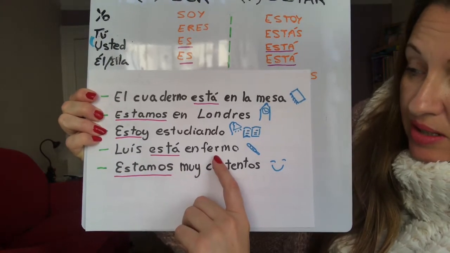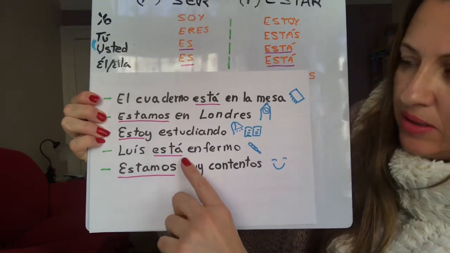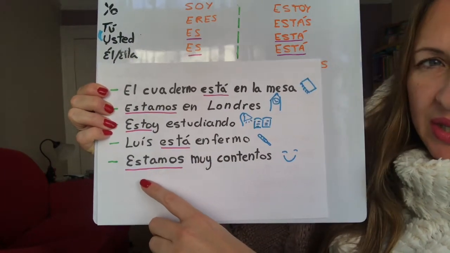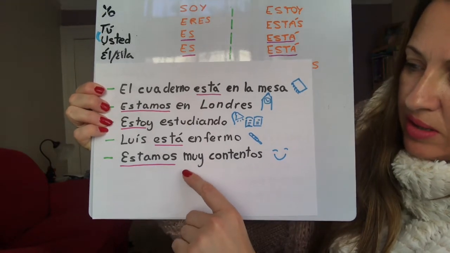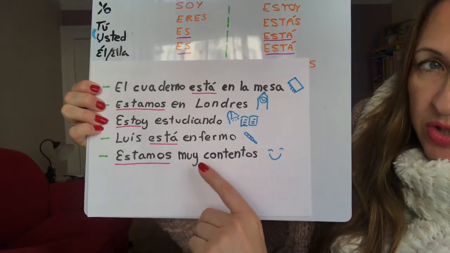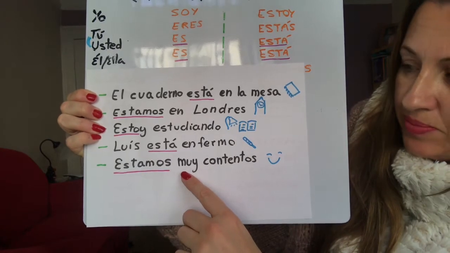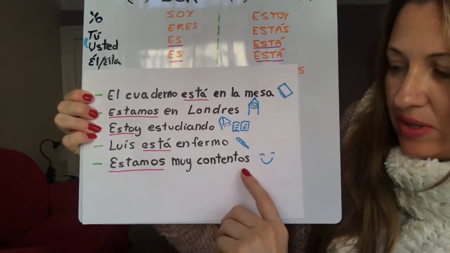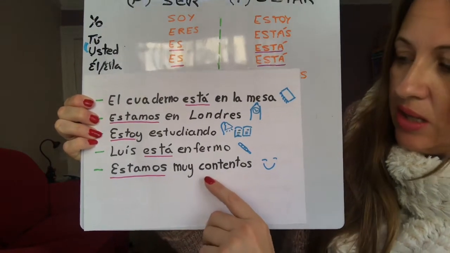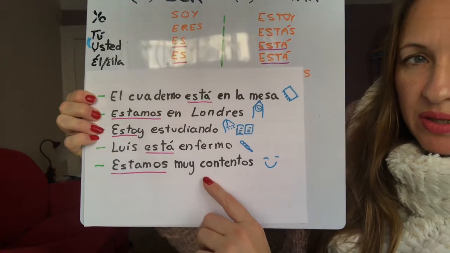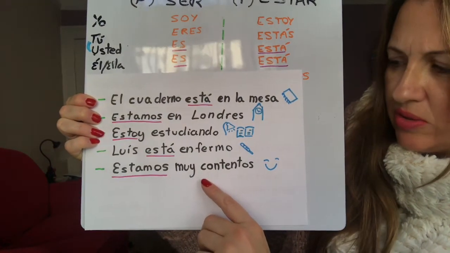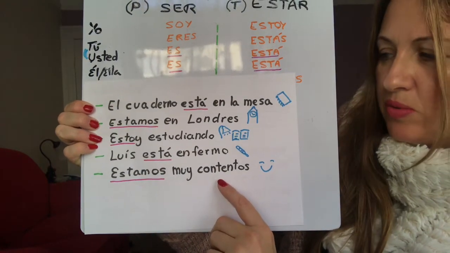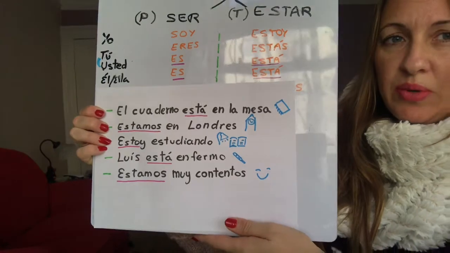Luis is sick, so that would be temporary. Luis está enfermo. Y estamos, we are, muy contentos. Muy is very, and estamos, we are very, contentos, happy. We're very happy with something. So that would be a temporary thing, or as a result of something. And that is something that we would say with estar for temporary.